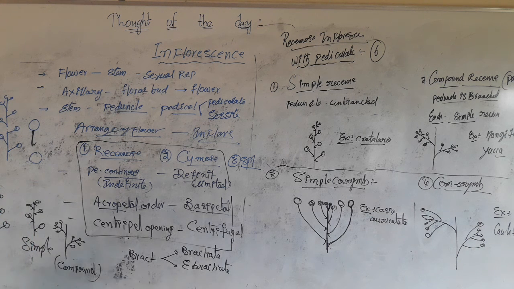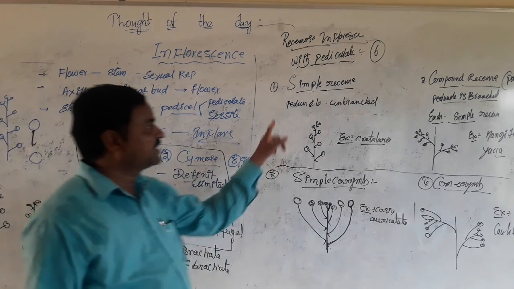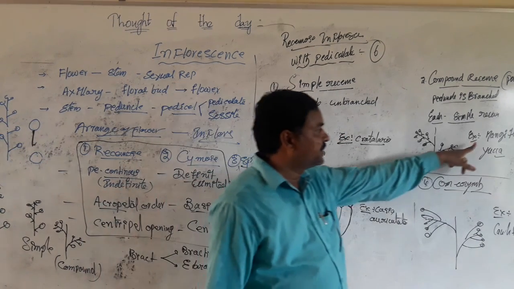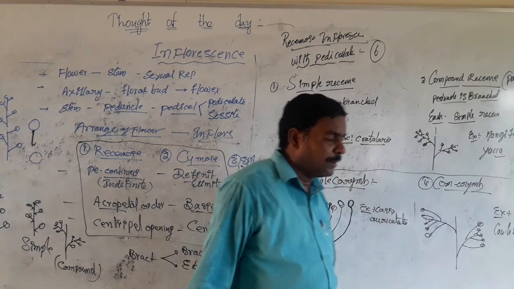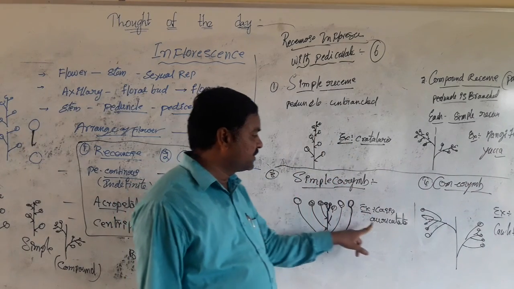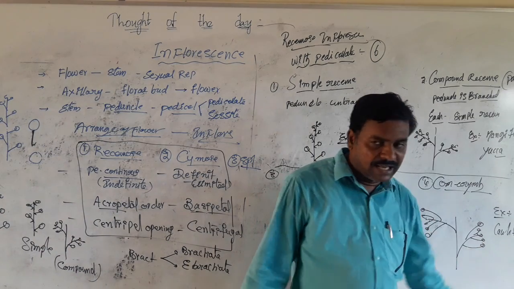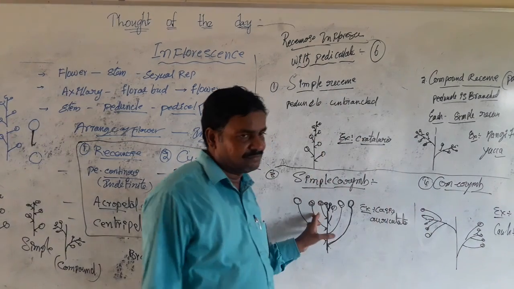Now coming to the simple type of inflorescences: peduncle is unbranched. Compound: peduncle is branched. What is the example for simple raceme? Crotalaria. Compound raceme, Mangifera. Simple corymb inflorescence, Cassia auriculata. Compound corymb inflorescence, cauliflower.